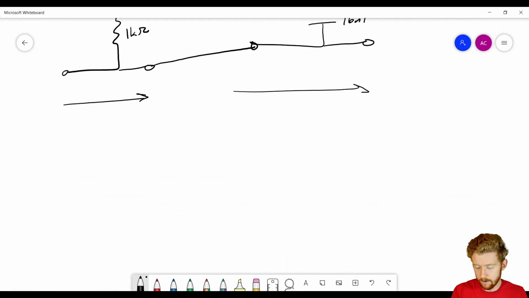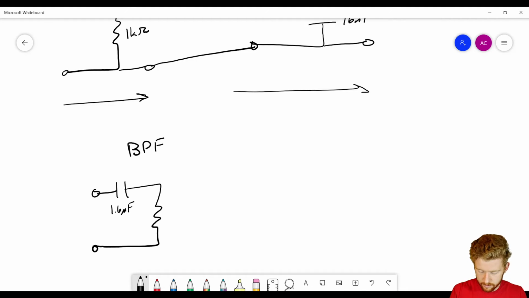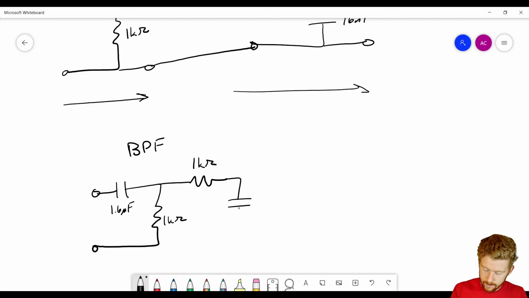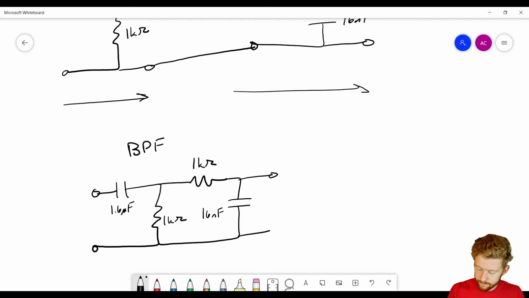So our final bandpass filter is going to be this 1.6 microfarad capacitor, a 1 kilo ohm resistor, another 1 kilo ohm resistor here, and a 16 nanofarad capacitor. So this is our V in and our V out. This is how we're going to create this bandpass filter.